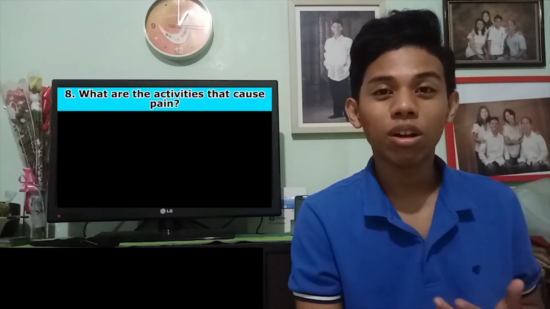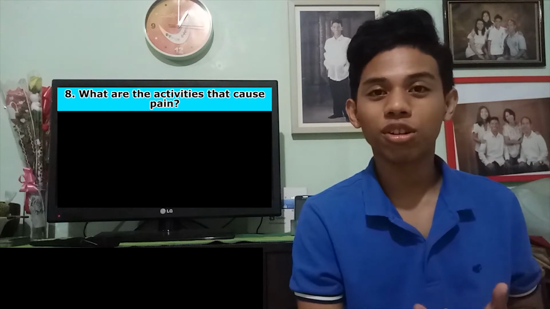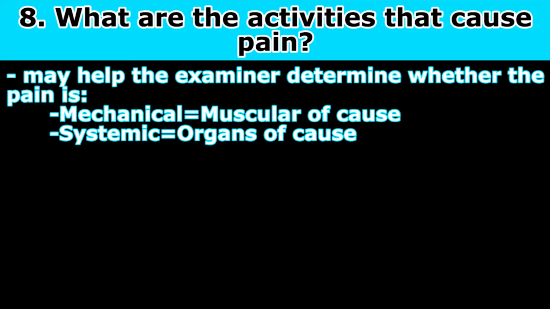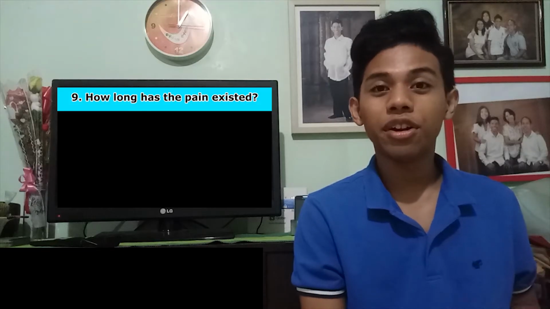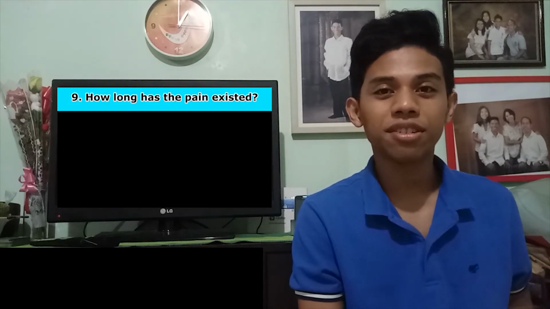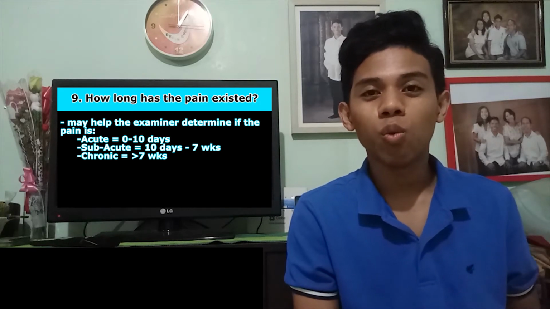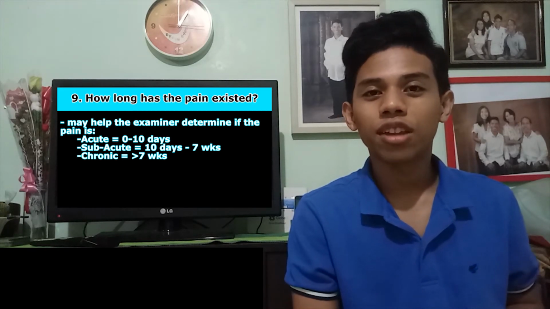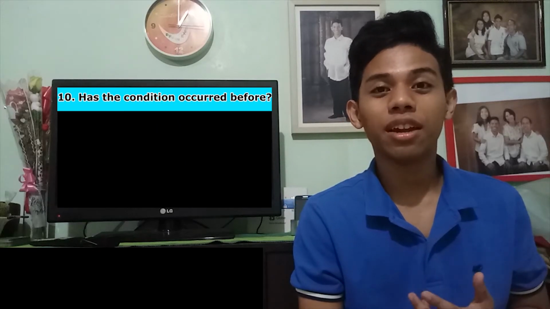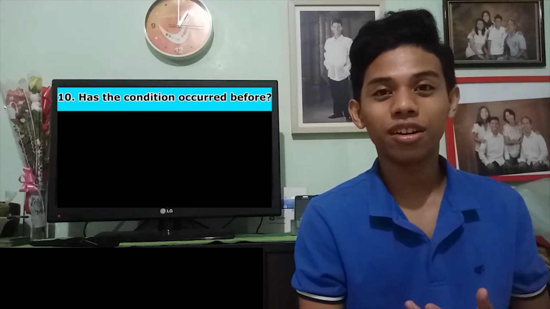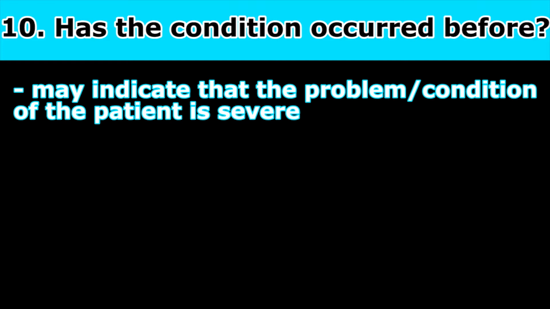Number 8, what are the movements or activities that cause pain? At this point, this question may help the examiner in differentiating whether the patient is having mechanical pain or systemic pain. Number 9, how long has the problem existed? Again, this question is simple and it may answer whether it is acute, subacute, or chronic. Number 10, has the condition occurred before? This question will determine the location and severity of the injury or condition.